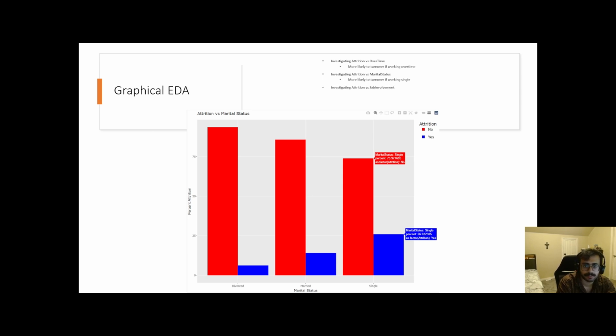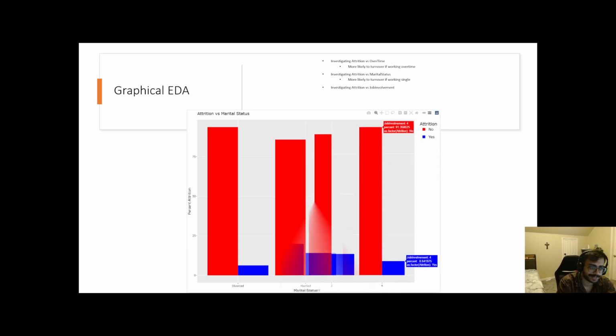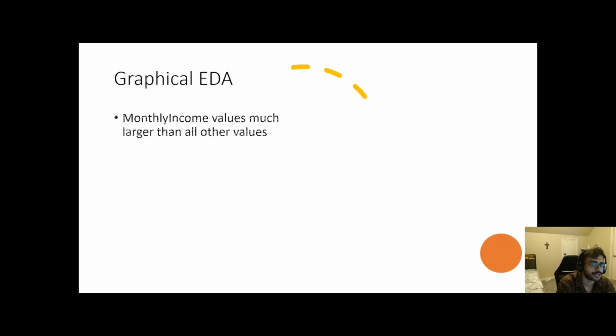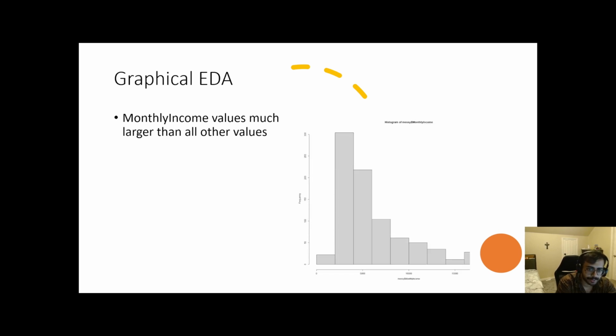Then I plotted job involvement and attrition to look at that relationship, and I found that there's a correlation between less job involvement and higher attrition rate, where 46% of those with low job involvement ended up turning over. Moving on to more graphical EDA, I noticed that monthly income had very high values, and when plotting it, I saw that it had a very heavy right skew. So I decided maybe it could be of some benefit to log transform, and I explored that in the modeling.